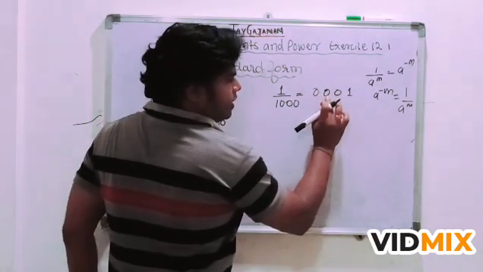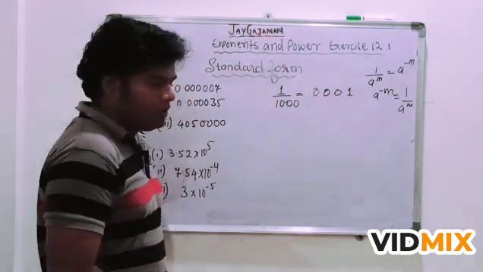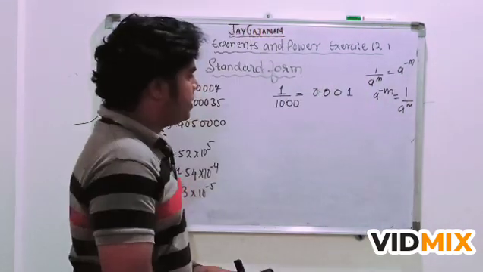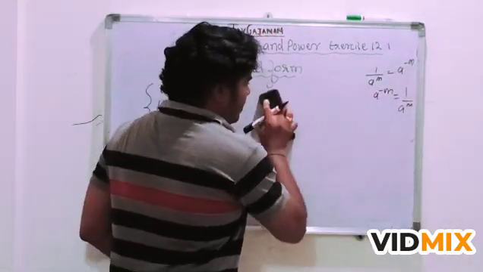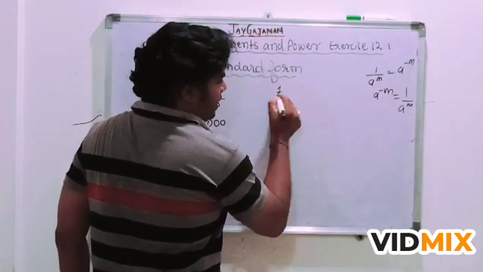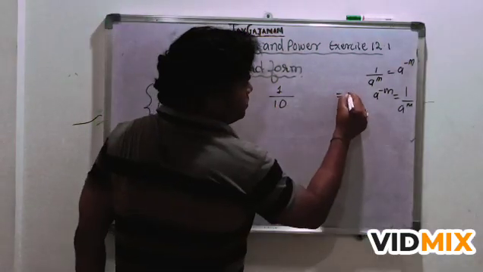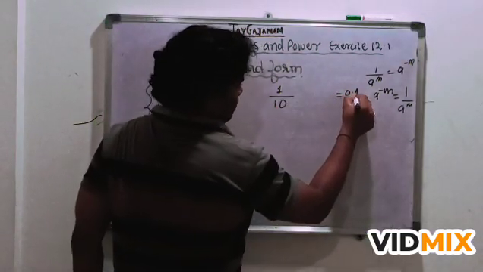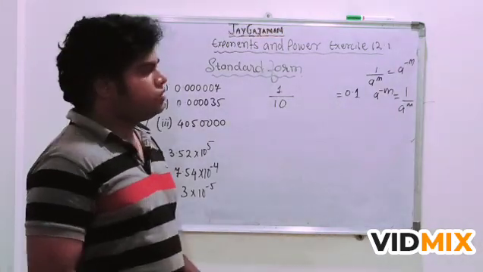So 0.001 in this way, correct? So this is a way of doing this. Now I'll come back again to 1 by 10. 1 by 10 is equal to 0.1, correct? 1 by 10 is equal to 0.1.